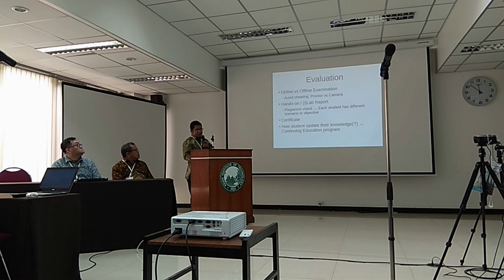Okay, the final topic is about the evaluation. In evaluation, there is the issue of online or offline. If online, you need to control the students. For example, you need to ask the students to turn on the camera so you can see if they cheat or not. But if it's offline, you need to provide a proctor. And secondly, about the plagiarism check, you need to make sure each student has a different case, different evidence, and different questions. This is to make sure there is no plagiarism in the class.